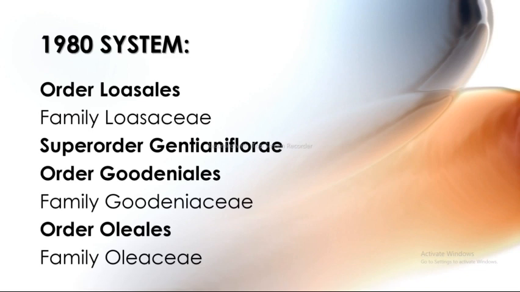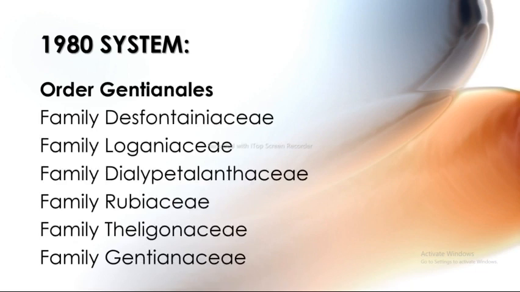So the next superorder is the Gentianiflorae, which includes the order Gunnerales, and this Gunnerales includes the family Gunneraceae. And the next order is the Oleales, and this Oleales includes the family Oleaceae. Next order is the Gentianales, and this Gentianales includes the family Desfontainiaceae. Next is Loganiaceae and Dialypetalanthaceae, and next is the Rubiaceae and Gentianaceae.